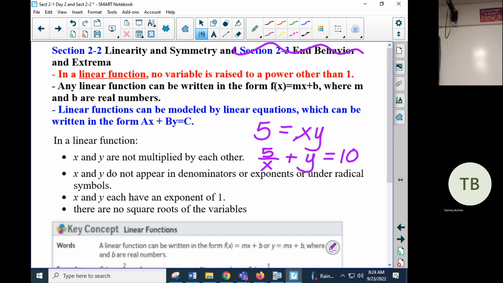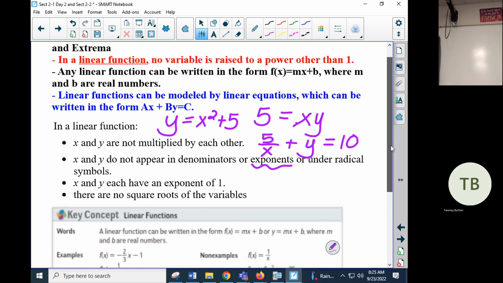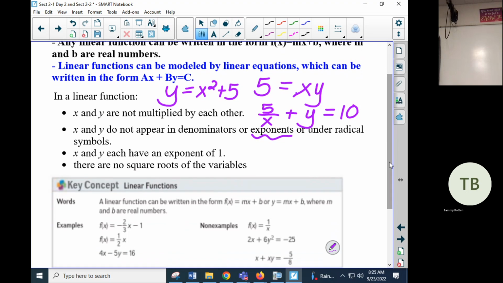Another thing you can't have is any of your x's or y's to an exponent. So if I had y equals x squared plus 5, you guys remember what this should look like if it has an x squared? Remember we learned that yesterday? When we graph something like this, didn't it look like a parabola? So that would not be a line. That would be a curved line or a non-linear line. You can't have exponents with your x or y.